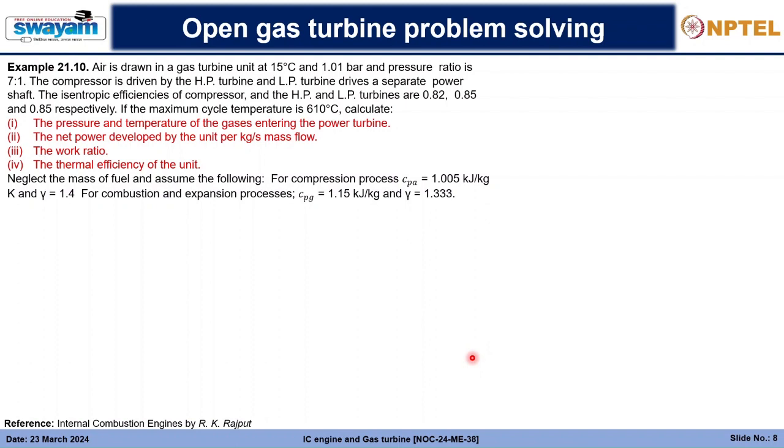Also calculate the net power developed by the unit per kg per second of mass flow, and the work ratio and the thermal efficiency of the unit. Neglect the mass of the fuel, and assume the following: for the compression process, a CPA value and gamma value, and for combustion and expansion, a separate CPG and gamma value. So let us take a minute to think about this question.